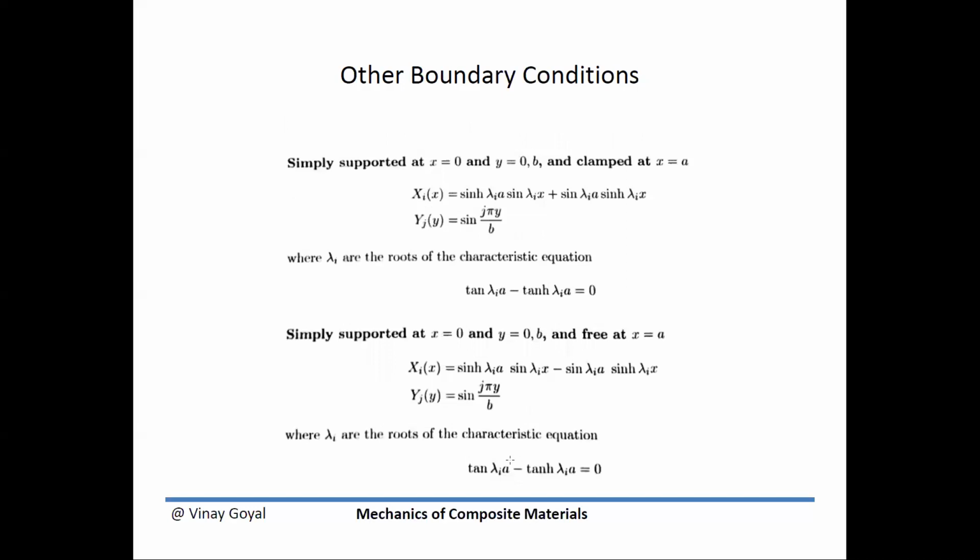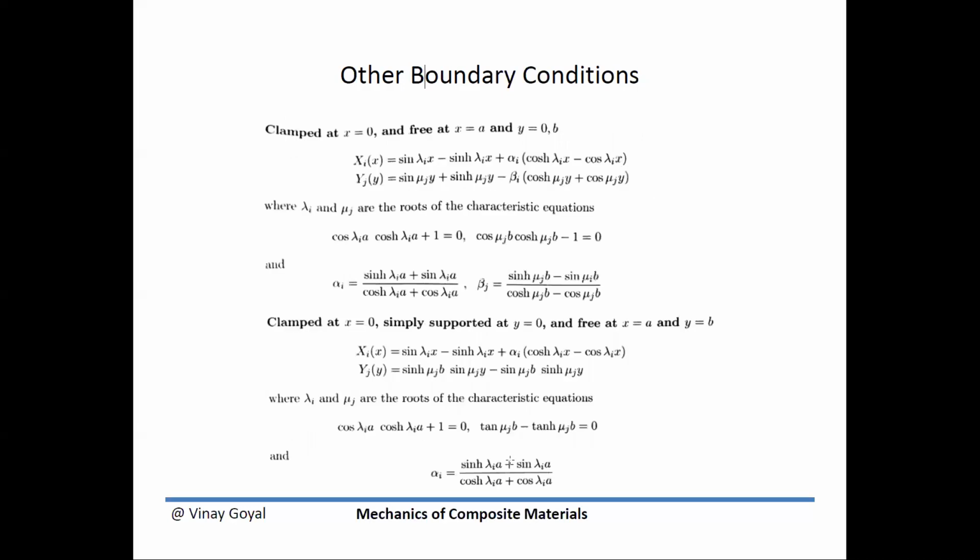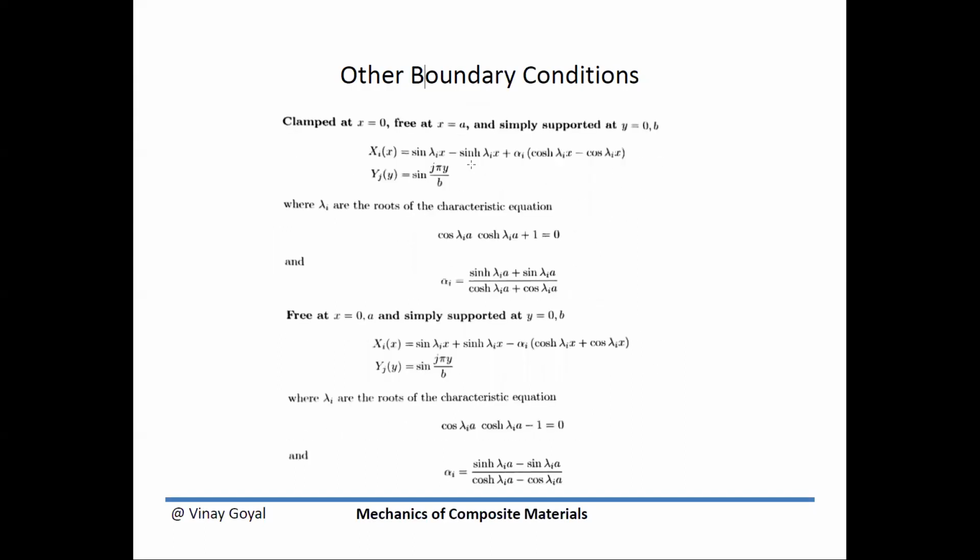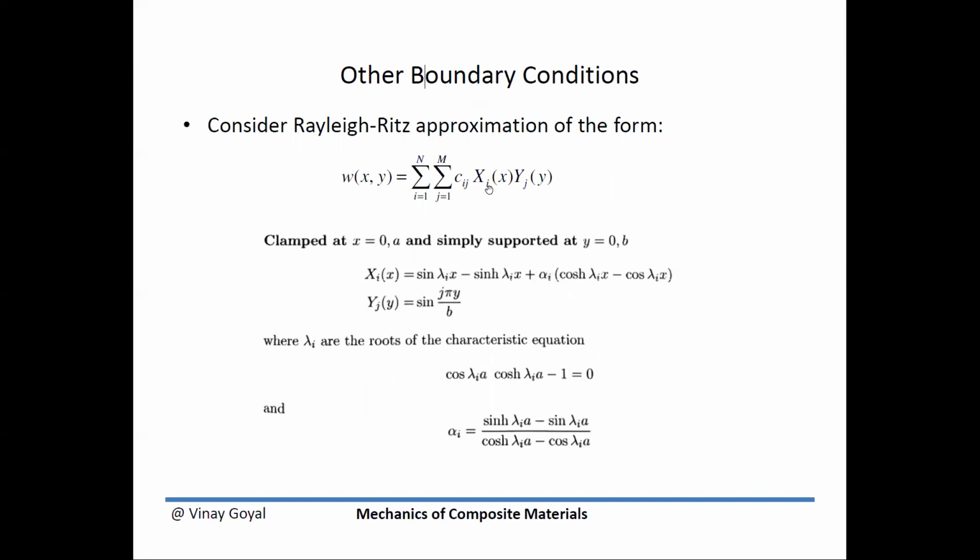And I can continue on, so feel free to pause the video and read through these slides. Okay, I'll proceed now. And then here, clamped at x equals 0, free at these other two edges. So again, these are the approximation functions in x and y that you can select, and that will go here, right here, and right here. So the unknown coefficients are the Cij's.